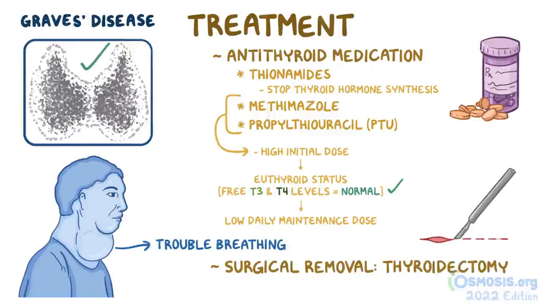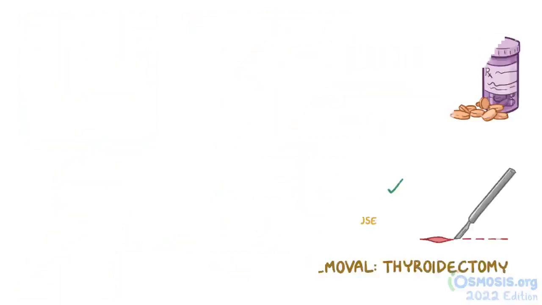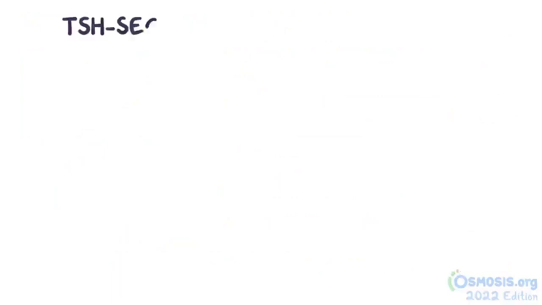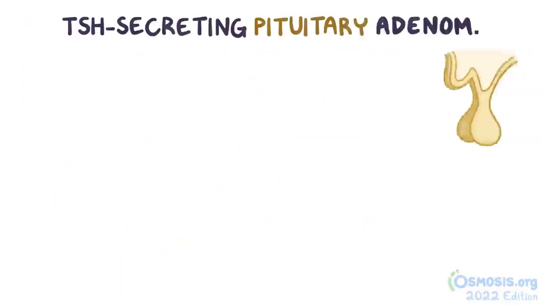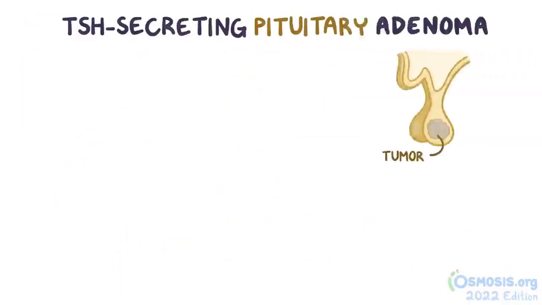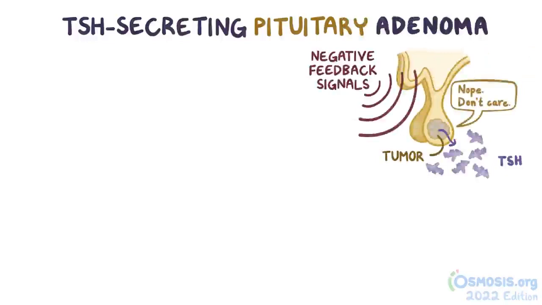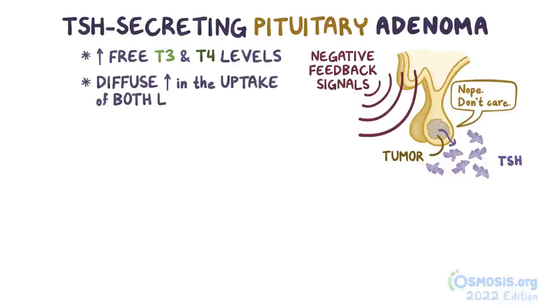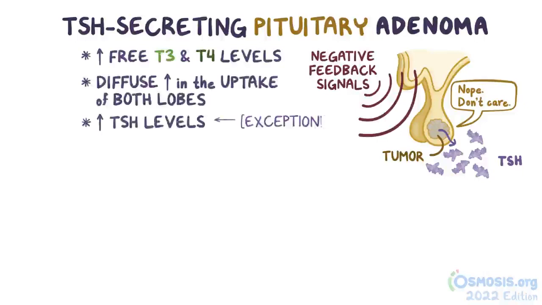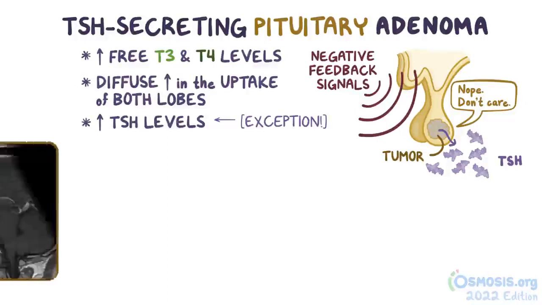Alright then, another cause of excessive TSH receptor stimulation is a TSH-secreting pituitary adenoma, which is when a tumor forms in the pituitary and secretes TSH regardless of any negative feedback signals. In this situation, there are high free T3 and T4 levels, with a diffuse increase in the uptake of both lobes, but with high TSH levels. This is the only exception to the high thyroid hormone, low TSH rule of hyperthyroidism.